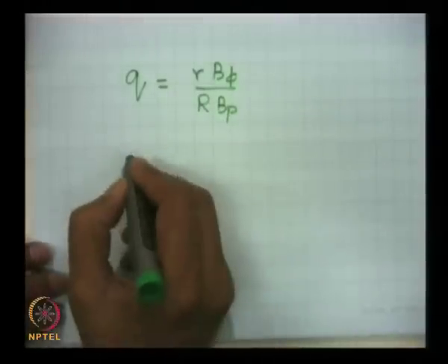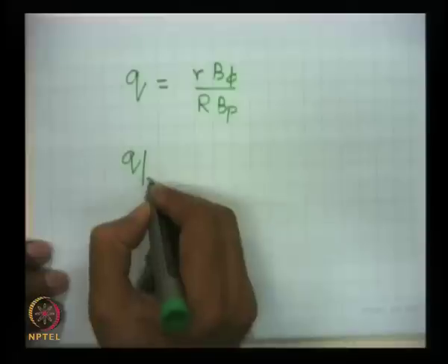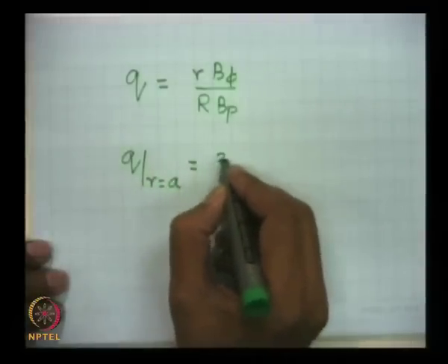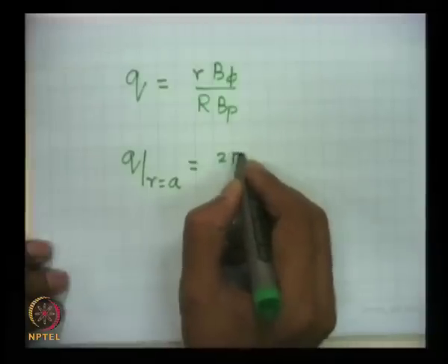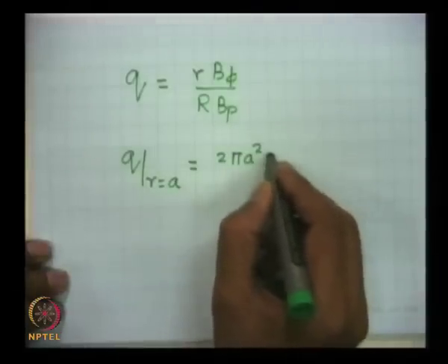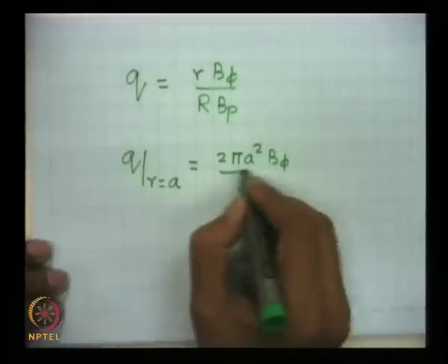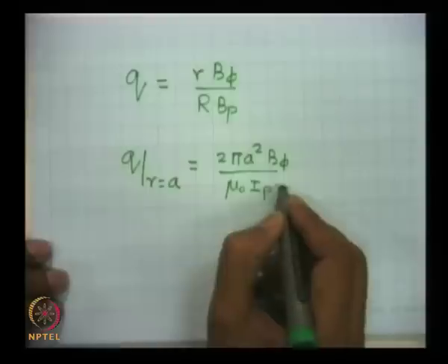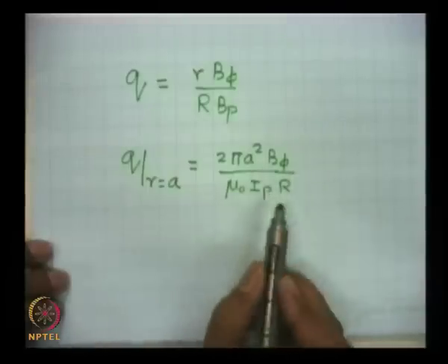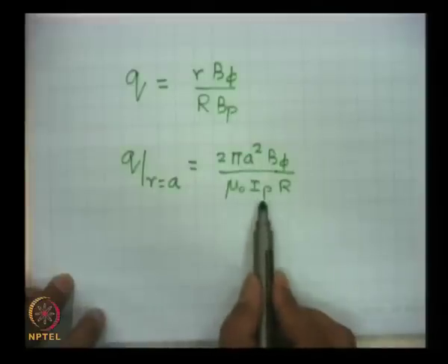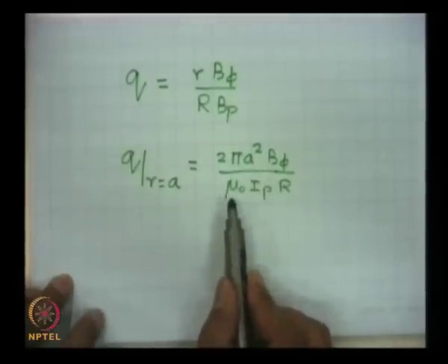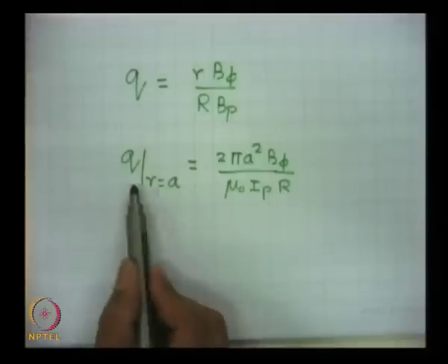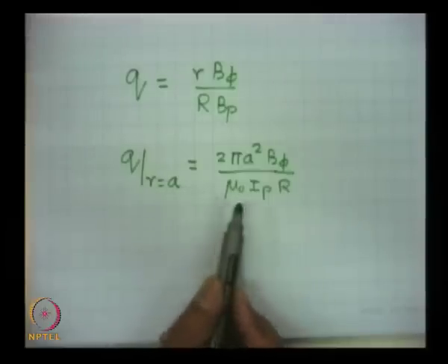So at r equal to a, where a is the edge of the plasma, this turns out to be typically 2 pi a square B phi upon mu 0 I_p into R, where I have put the value of B_p in terms of the plasma current, at small r equal to a at that point. So this is the typical q of the plasma, which is around 2, 3 or something.